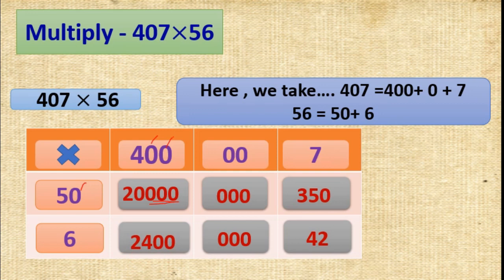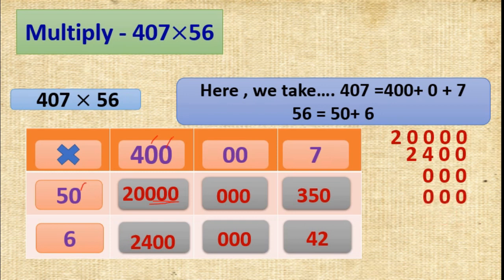Correct? Now we will add all these numbers. First we will write them in vertical form. See, this is 20,000 plus 2,400. Then 0, 0 if you want to write, then write, otherwise don't write. 350 and 42. We will put addition marks here.